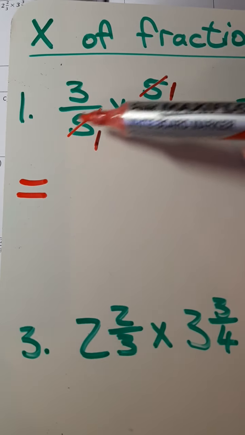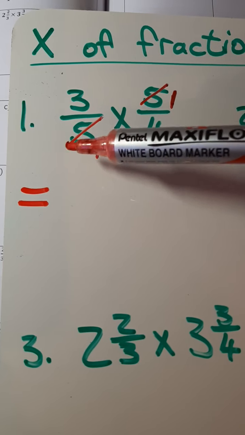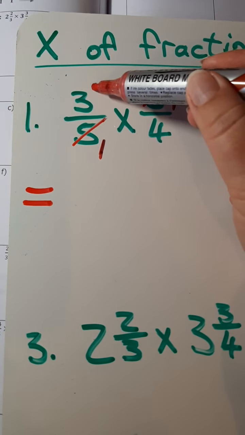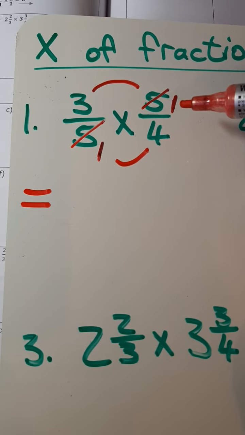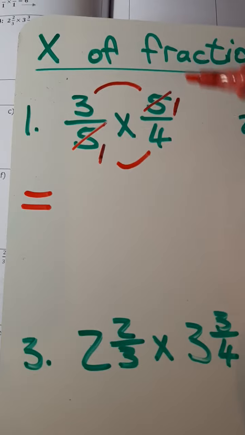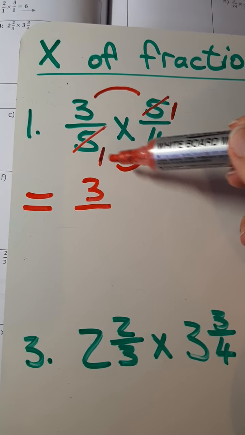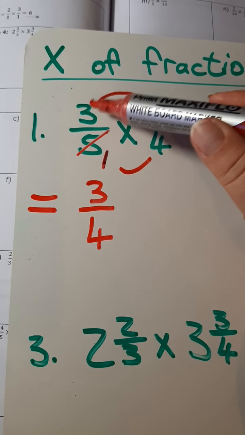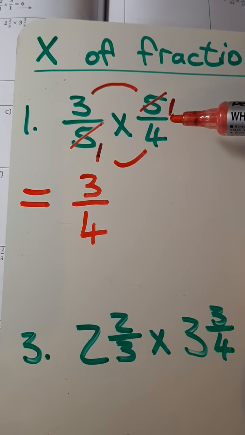So when you have simplified, when you have looked at whether there are numbers that can divide into each other, and there's nothing left to do, then you multiply on top and you multiply at the bottom. So 3 times 1, remember the 5s cancelled out. So 3 multiplied by 1 is 3 over, and 1 multiplied by 4 is 4. So you multiply the top ones with each other and you multiply the bottom ones with each other.